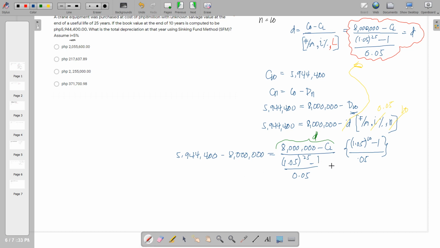But before that, we simplify the values here and place it in the equation. So ito is 47.73 and ito is 12.58. So, 12.58 divided by this 47.73, that will have a factor of 0.263.